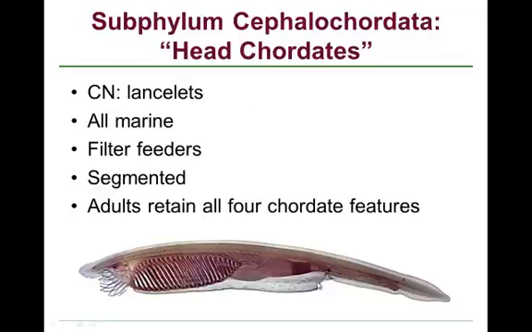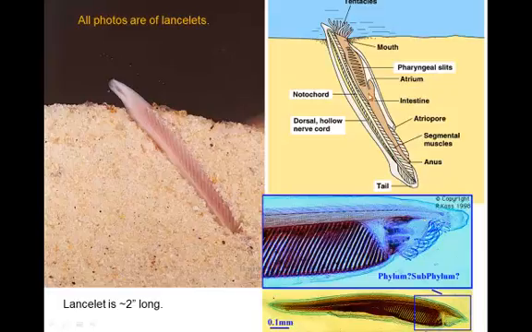They tend to bury their tails in the substrate, the sand or whatever, and their heads are poking out, and they filter feed. These animals are segmented, and here we can see the segmentation in the form of these muscle fibers or myotomes that we see. And we can also see the many pharyngeal gill slits. Notice that there are many. And the adults retain all four of the chordate features, and we can see an interpretive drawing here.